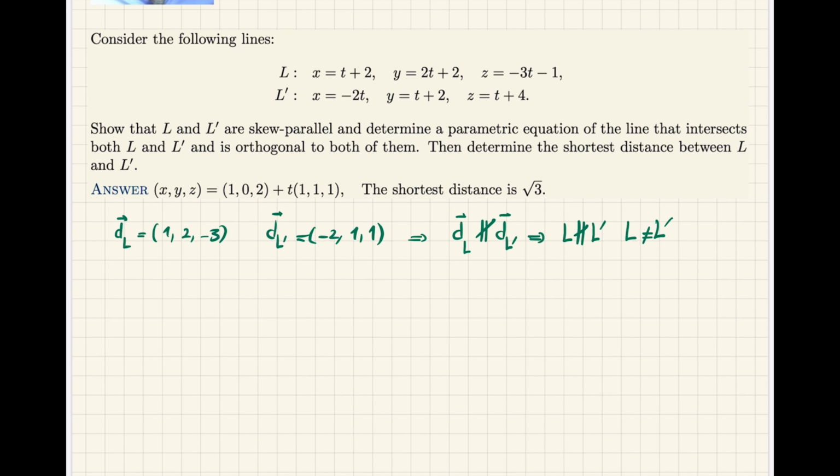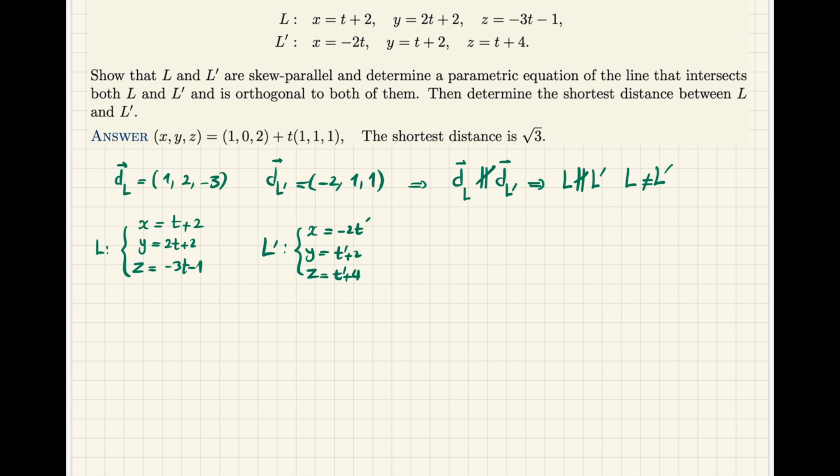So what I do, I would write a parametric equation of one of them with, say, parameter t. I'm just writing the line L, the equations here. And then L prime, so let me write it with parameter t prime, because we don't know exactly that these 2 parameters have to be the same. So I would write it as minus 2t prime, and then t prime plus 2, and then t prime plus 4. Okay, and I will see whether they are intersecting or not.